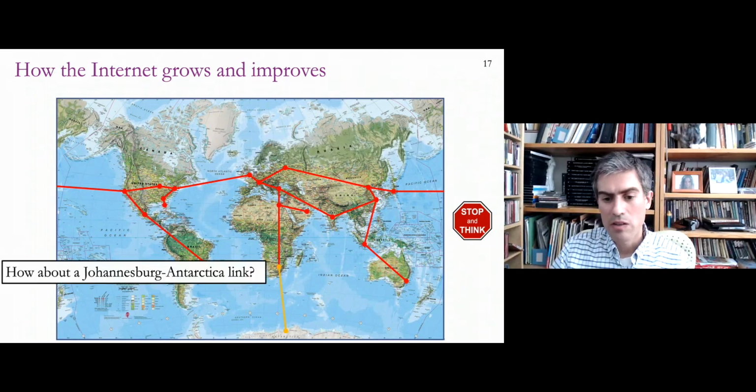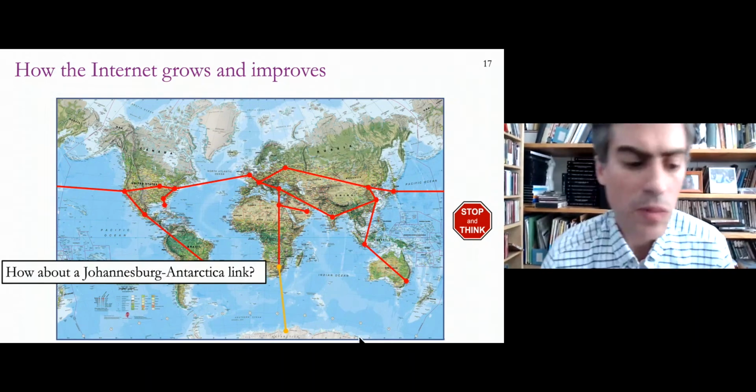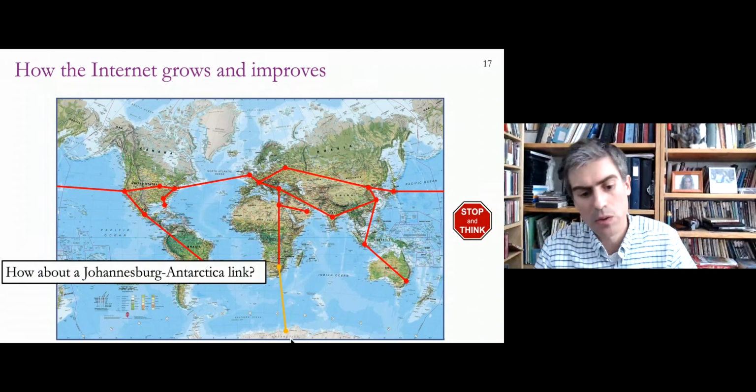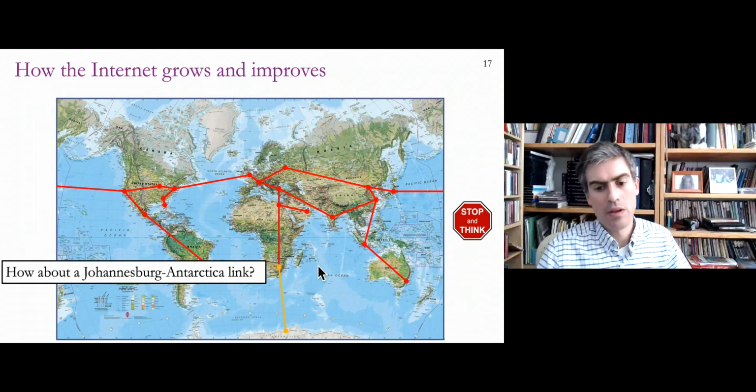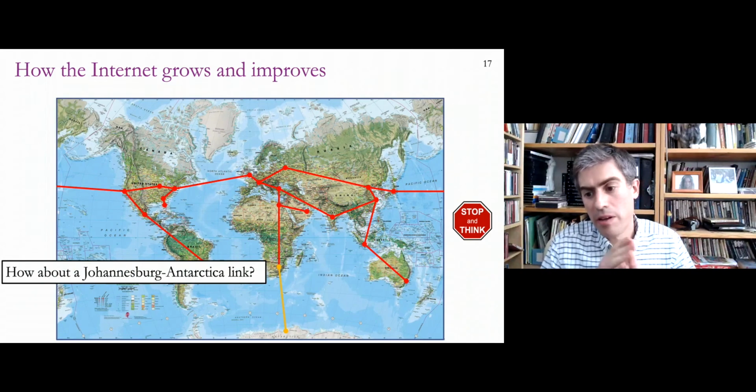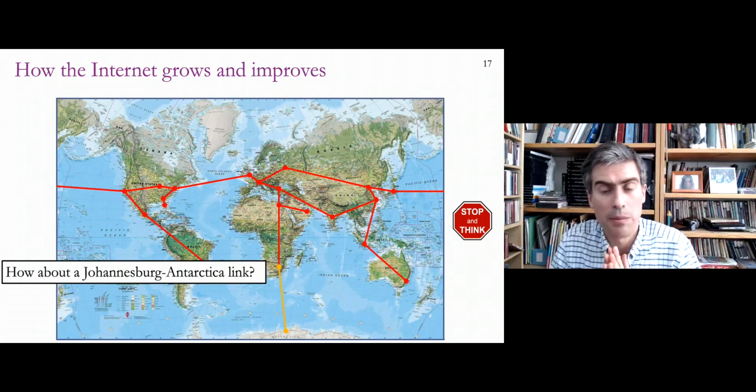All right, so we got one other example. How about we add a link from Johannesburg, South Africa to Antarctica, right? So stop and think about that. Does it provide a benefit? To whom does it provide benefit? And who would pay for it? And would it get built? Okay, or when would it get built? Okay, stop and think about that.